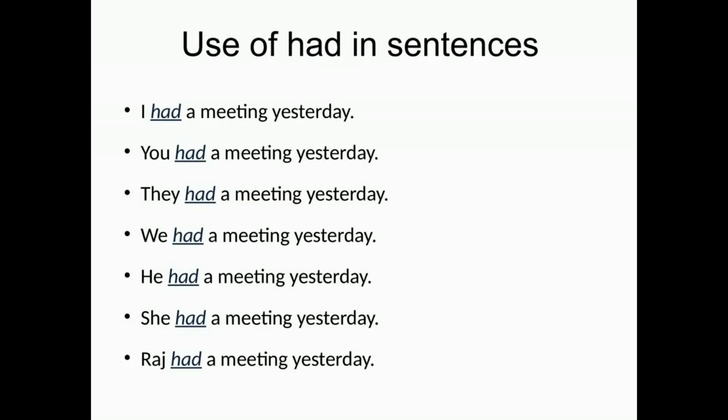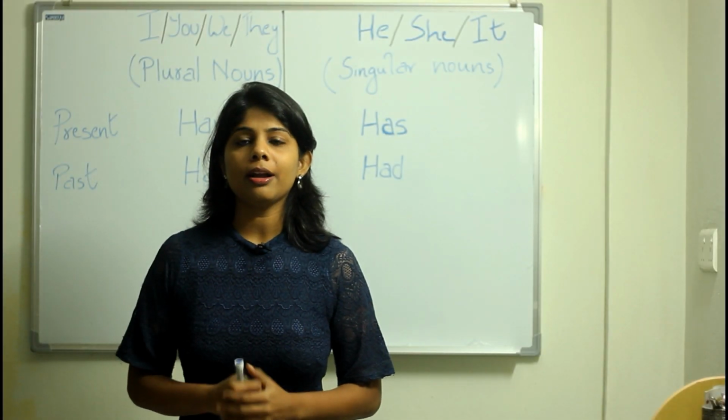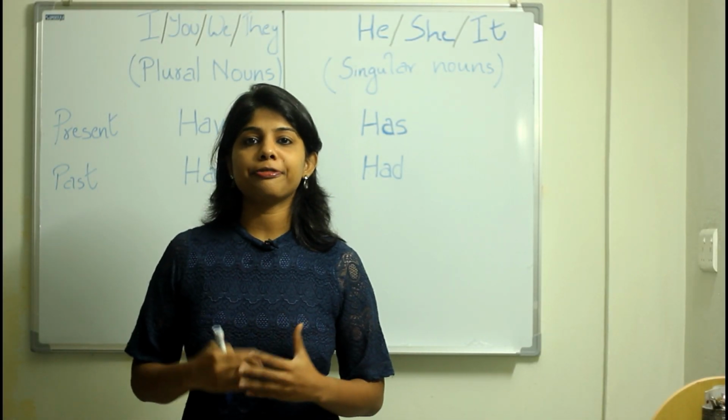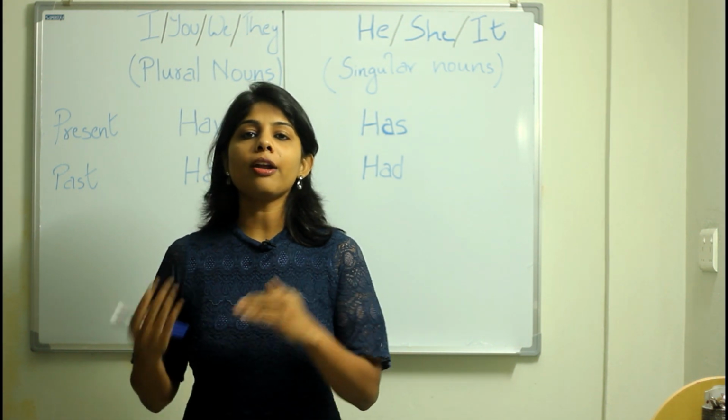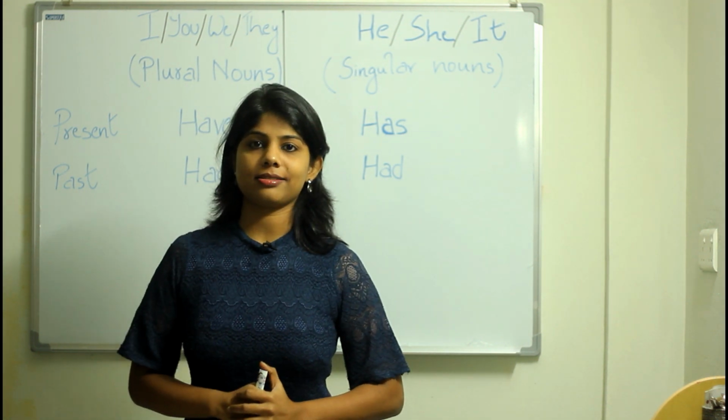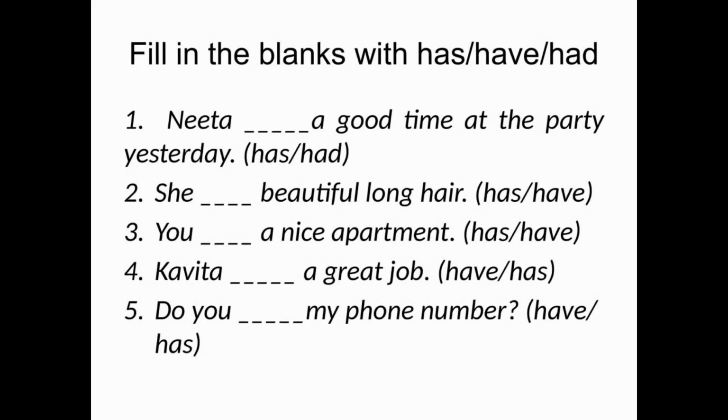In the past tense, for all pronouns and all nouns, both singular and plural, we use the form had. For example, you had a meeting yesterday, they had a meeting yesterday, she had a meeting yesterday, Raj had a meeting yesterday. Before we move on, let's see if you have understood the difference between the usage of have or has with the help of a practice exercise. You can pause the video here and attempt these questions.